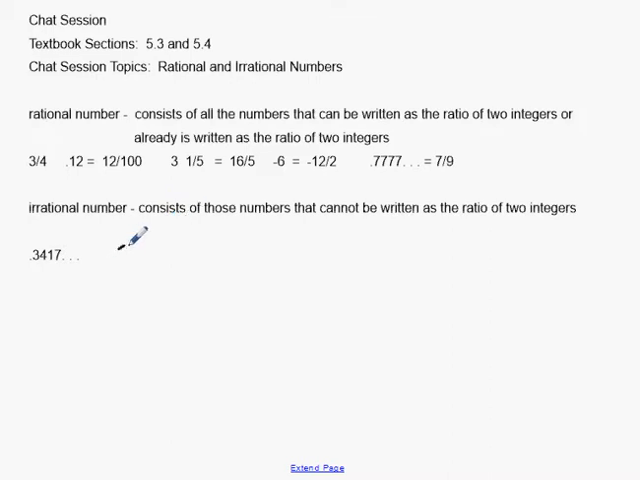Another irrational number is the number pi. It starts off as 3.14, but then continues on forever and ever, no repetition. Another one is square root of 5. If we type in square root of 5 on the calculator, we'll get an approximate value, but again, the digits go on forever and do not repeat. These are all examples of irrational numbers.